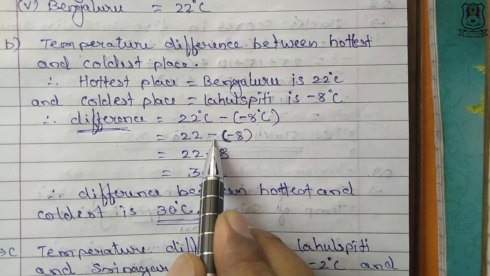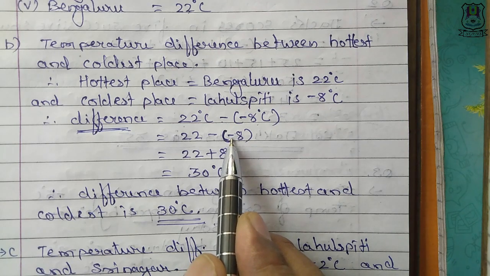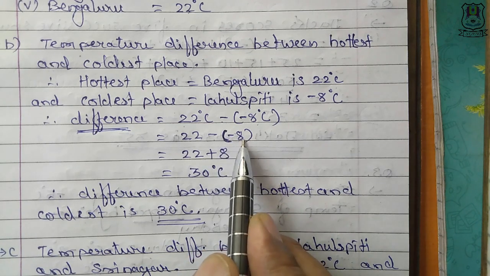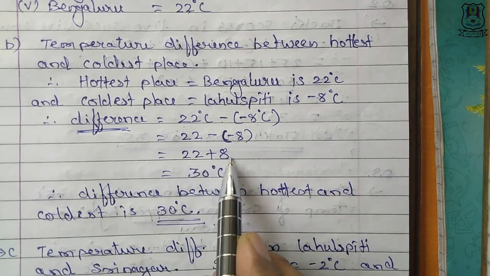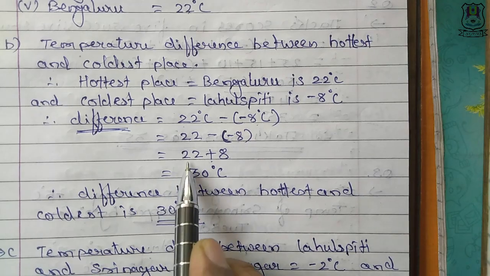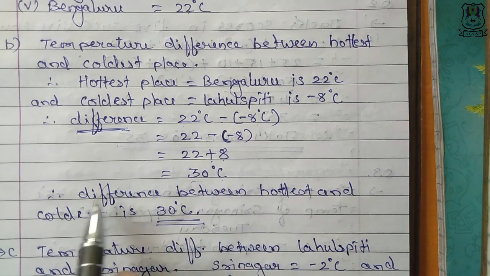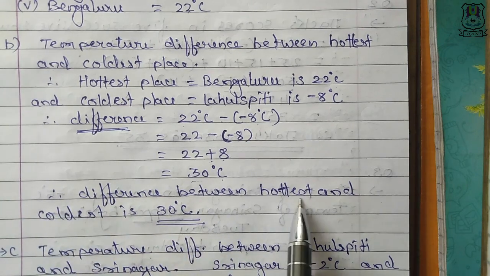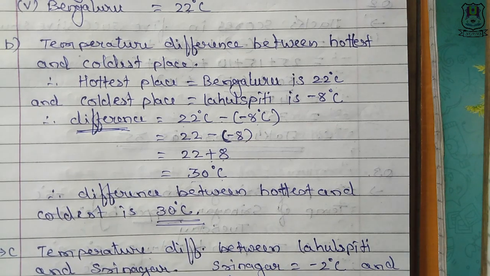So in the next step, when we have a negative sign outside the bracket, the sign changes of the value which is inside the bracket. So while opening this bracket, we will have 22 plus 8, minus times minus becomes plus, and that's why 22 plus 8 degrees, that equals 30 degrees Celsius. So the difference between the hottest and the coldest place is 30 degrees Celsius. This is the answer of the second one.